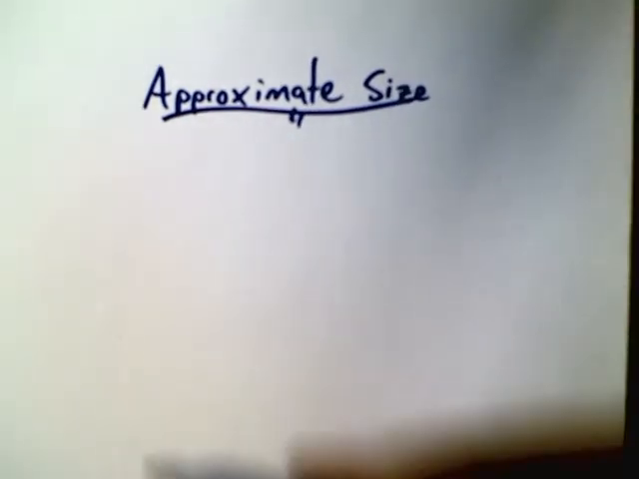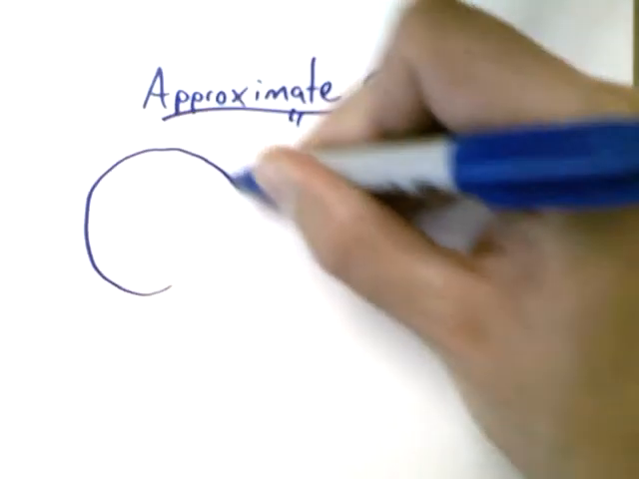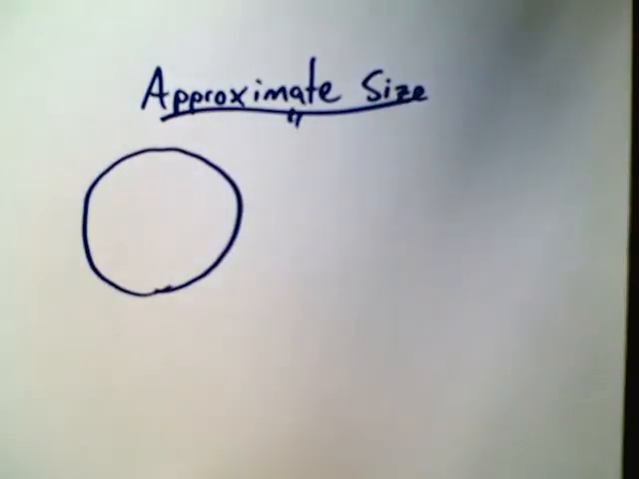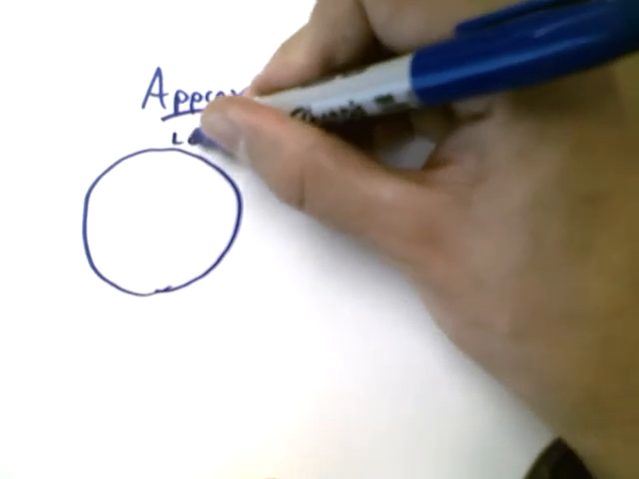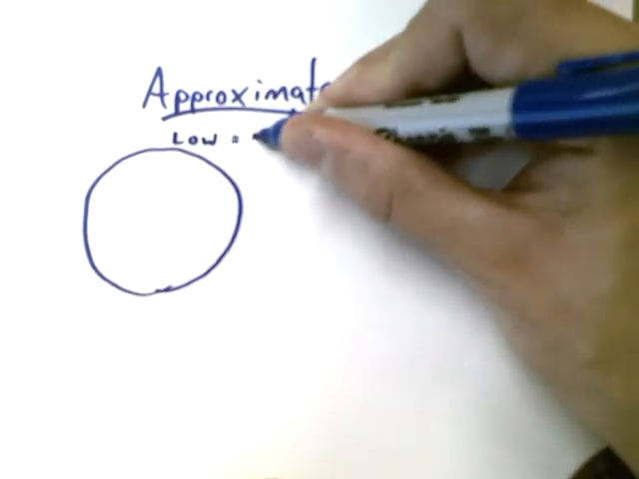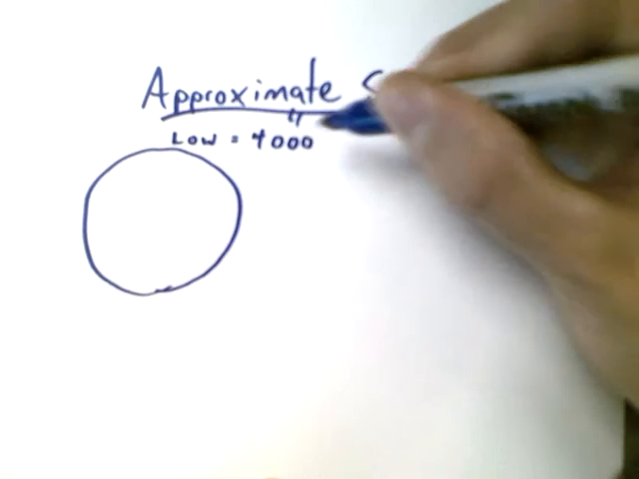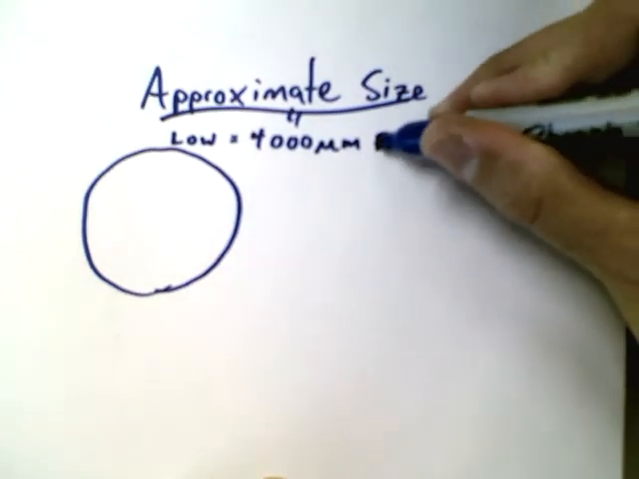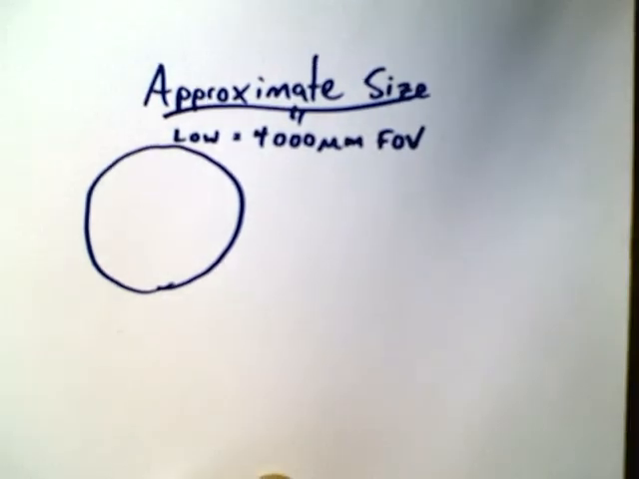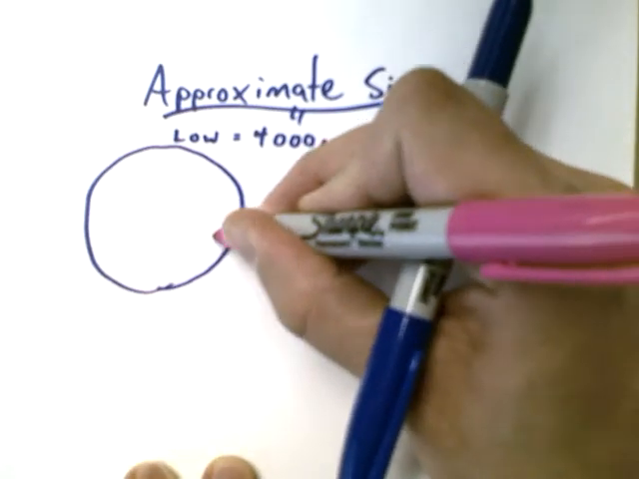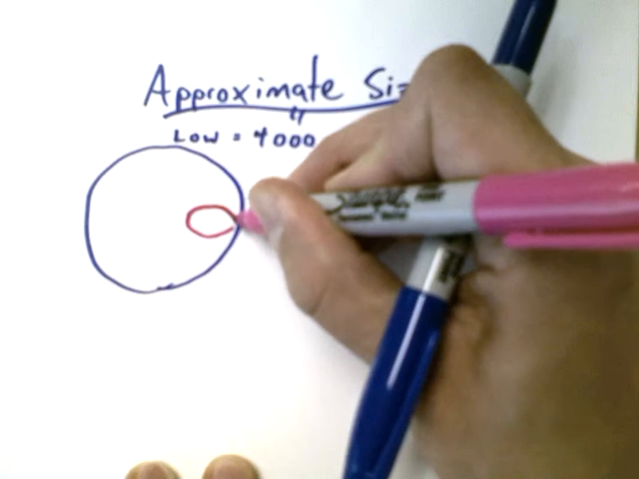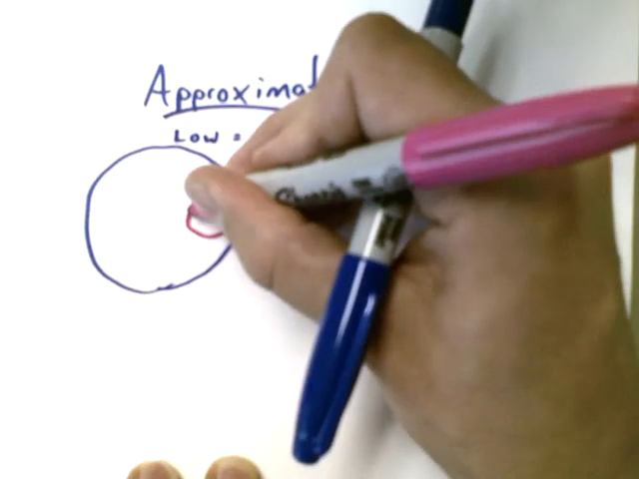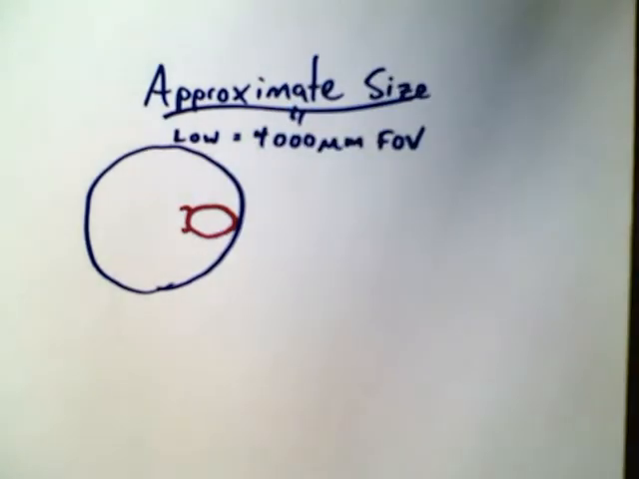is going to need you to take a look at your field of view. Let's say that we look at this again on low magnification, which means we have 4,000 micrometers for our field of view diameter. Okay? And let's say that as we're looking under our microscope, we see an ant's head. See the little pinchers there?